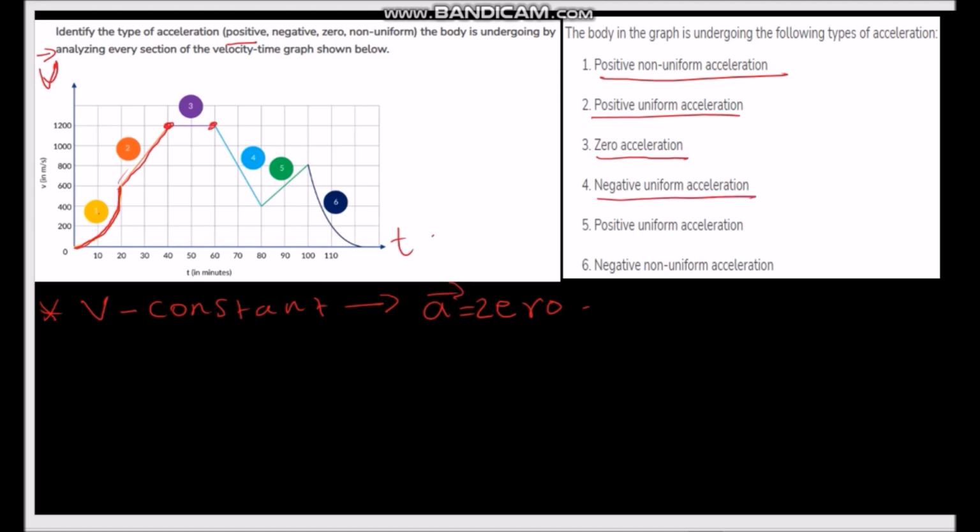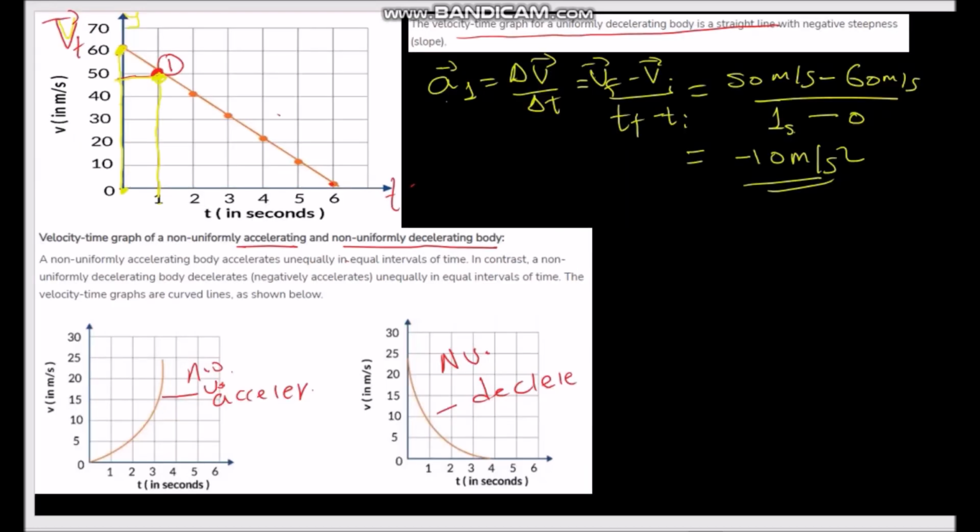Again at point 5, the velocity increases. That means positive uniform acceleration. Again it goes down. That means negative non-uniform acceleration, which we have already seen here. And here, negative uniform acceleration. It's easy.